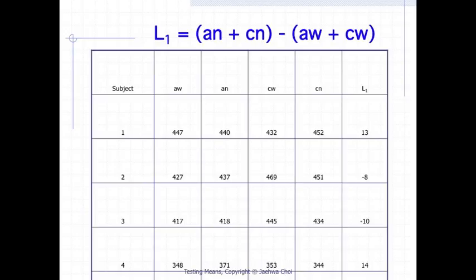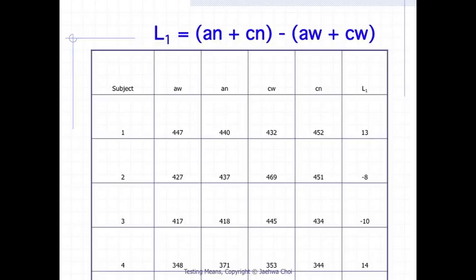One question this experiment was designed to answer was whether reading times would be shorter when the preceding word was a weapon word, AW and CW conditions, than when it was a non-weapon word, AN and CN conditions. In other words, is the column L1, which is equal to the quantity AN plus CN minus the quantity AW plus CW, greater than 0? This is tested for significance by computing L1 for each subject and then testing whether the mean value of L1 is significantly different from 0.